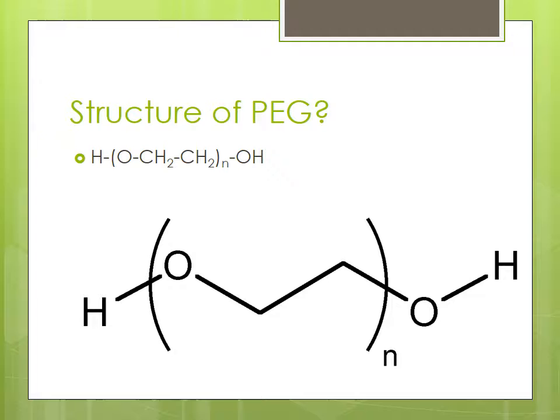Structure of PEG. This is the structure of PEG where the n represents the number of ethylene glycol units contained in the PEG polymer.